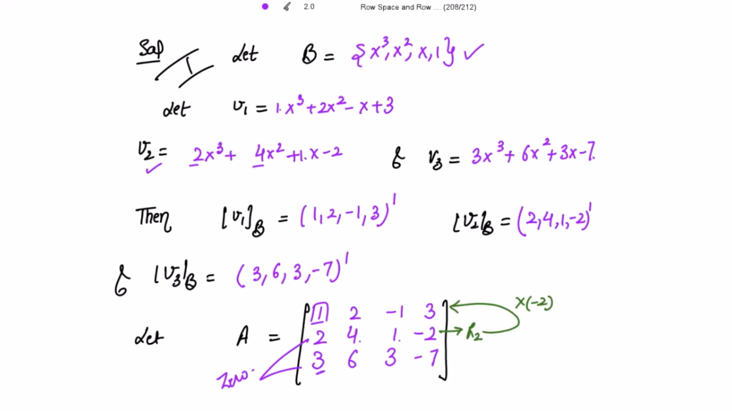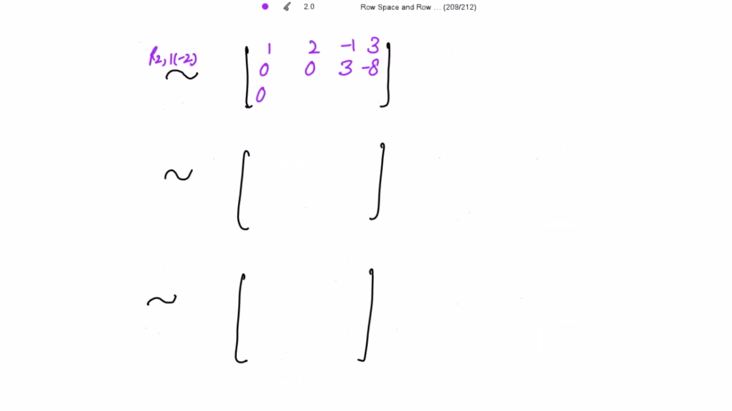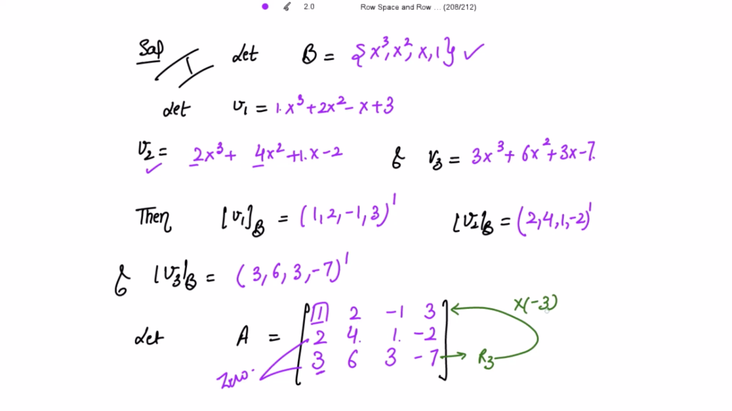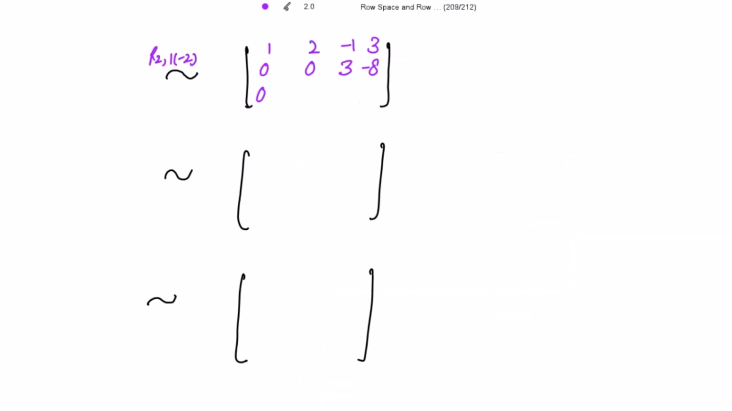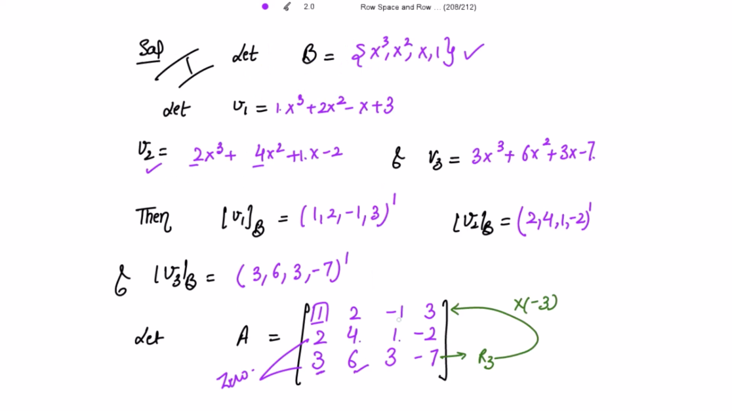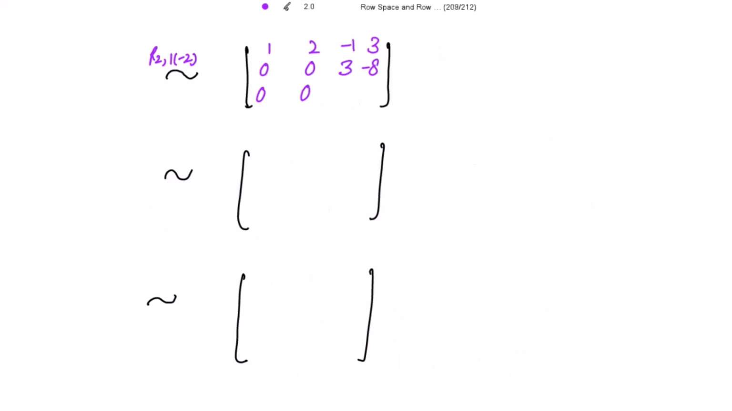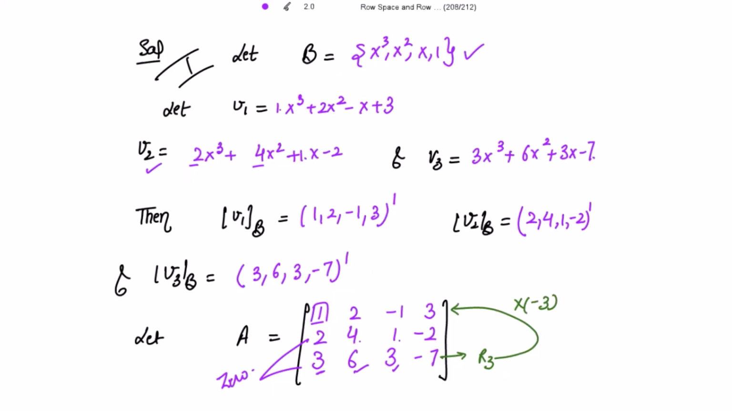Now to get 0 over here, row 3 needs to be changed by adding its elements to row 1, but row 1 should first be multiplied with -3. So 1 multiplied with -3, we get -3, adding this to 3, we get 0. This is what we need. 2 is multiplied with -3, we get -6, adding this to 6, we get 0. -1 multiplied with -3, we get 3, adding this to 3, we get 6. 3 is multiplied with -3, we get -9, adding this to -7, we get -16.